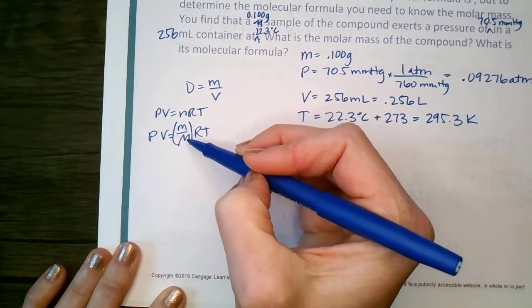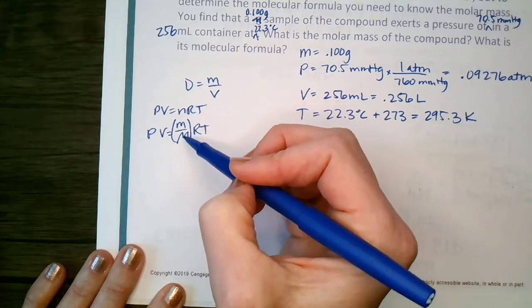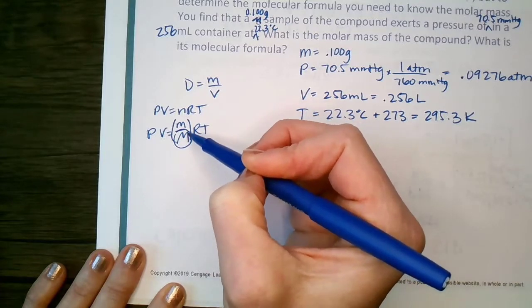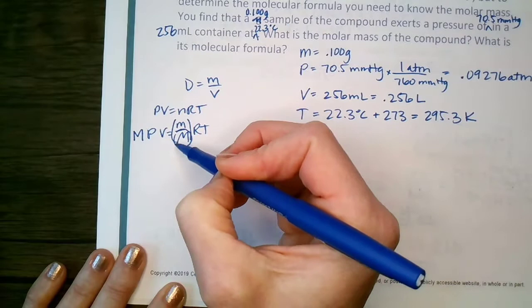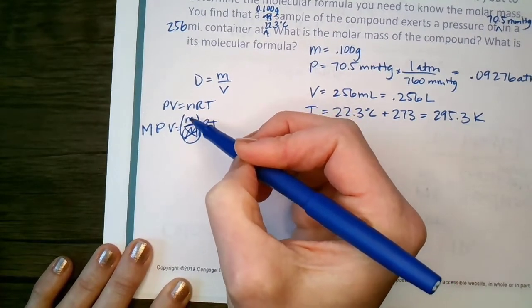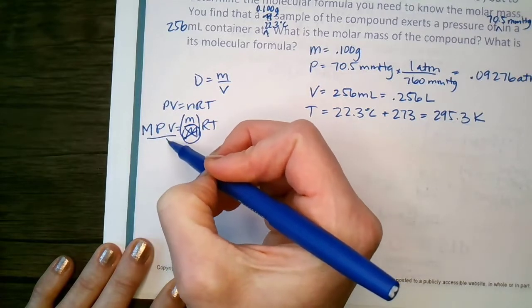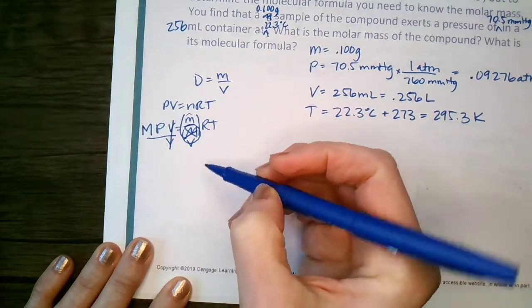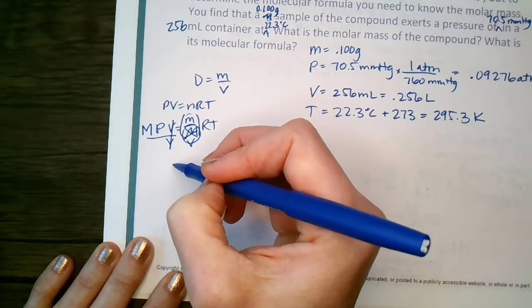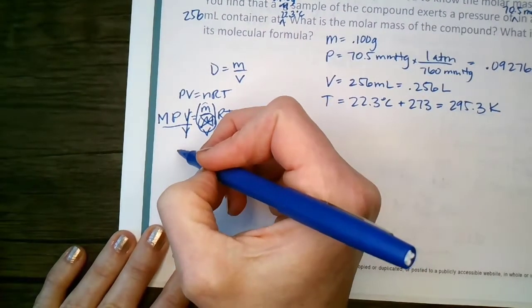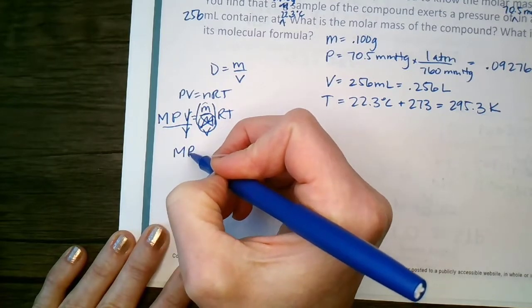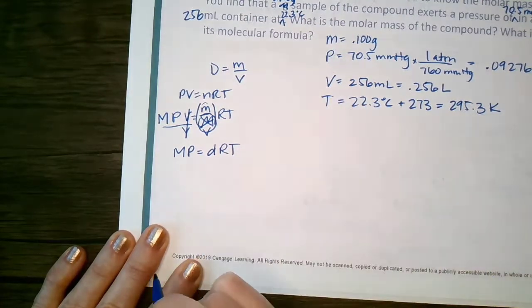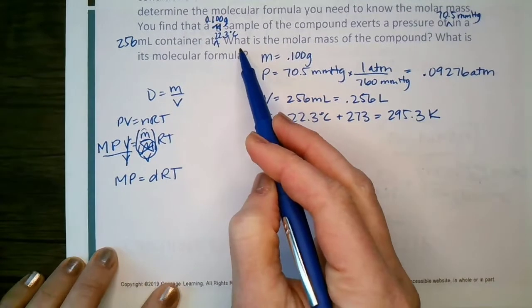here we have PV equals nRT. I substituted for n, mass over molar mass, but I want to find molar mass. And so what I'm going to do is multiply both sides by M to get rid of that M. And again, we know that density is mass divided by volume. If I divide both sides by volume, here we have m over V, which is density. So I could rewrite this equation again and say molar mass times pressure is equal to density, mass over volume, times R times T.